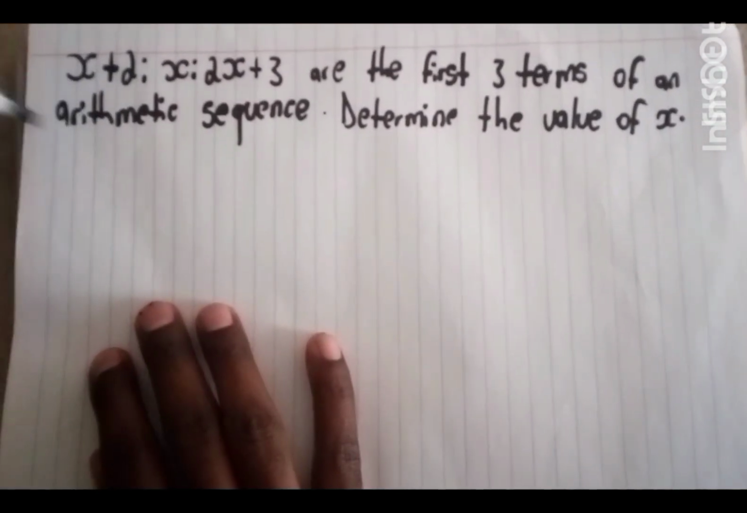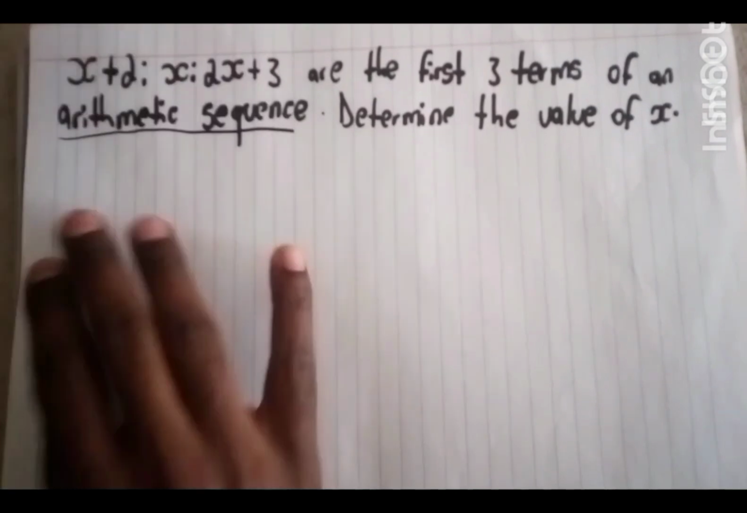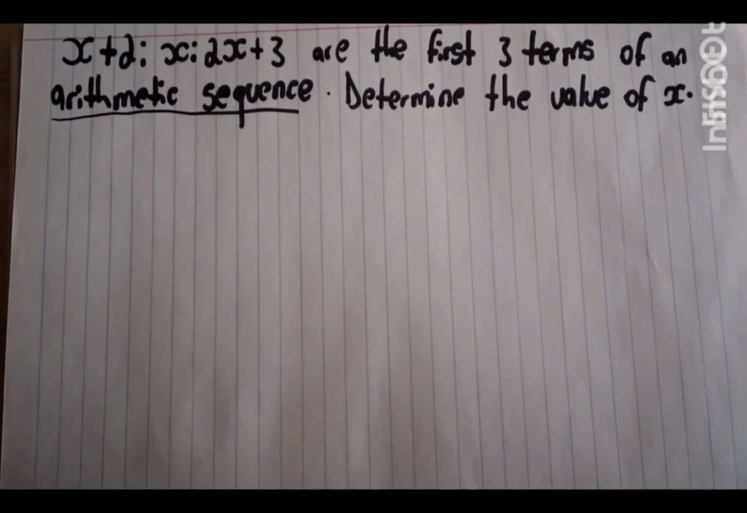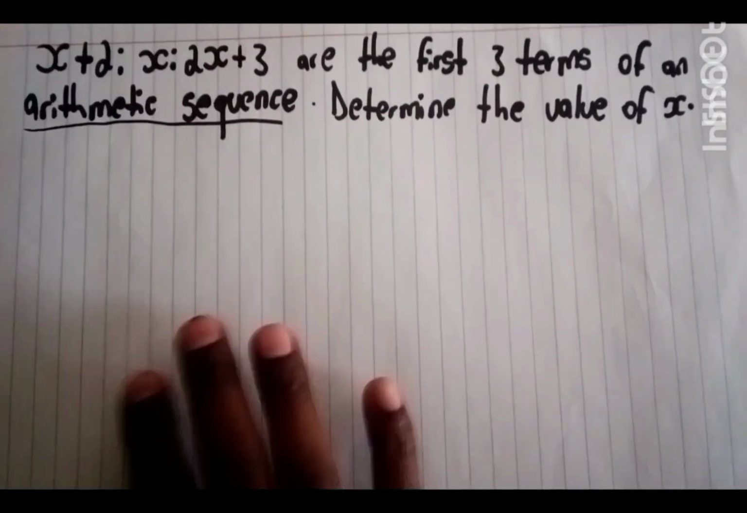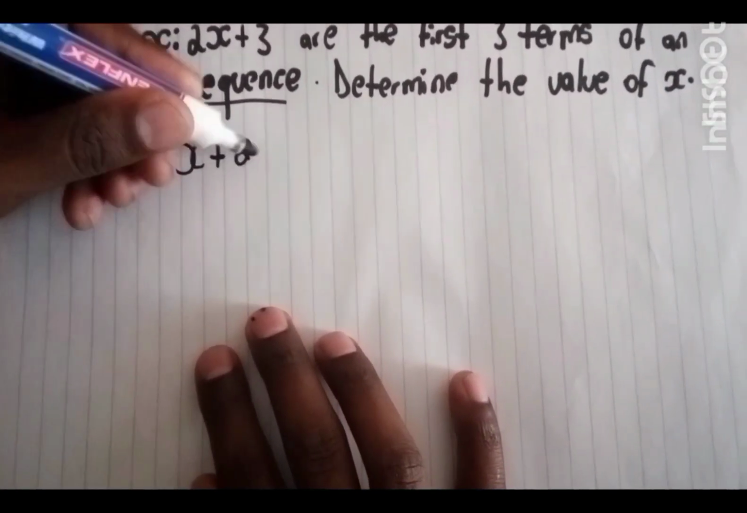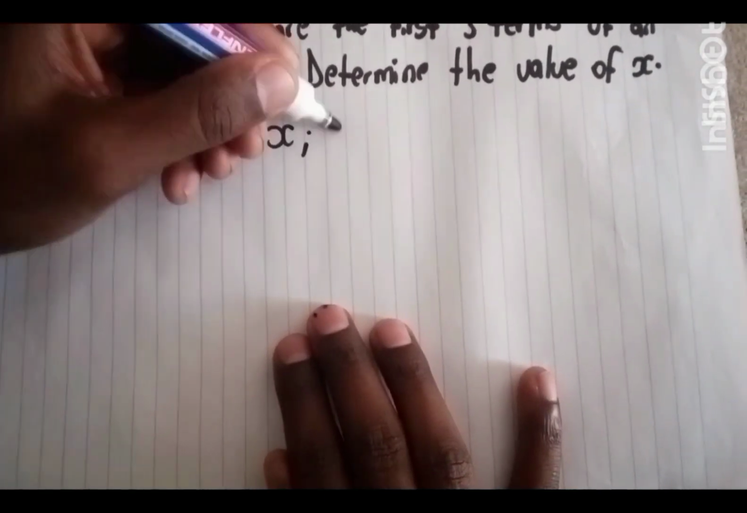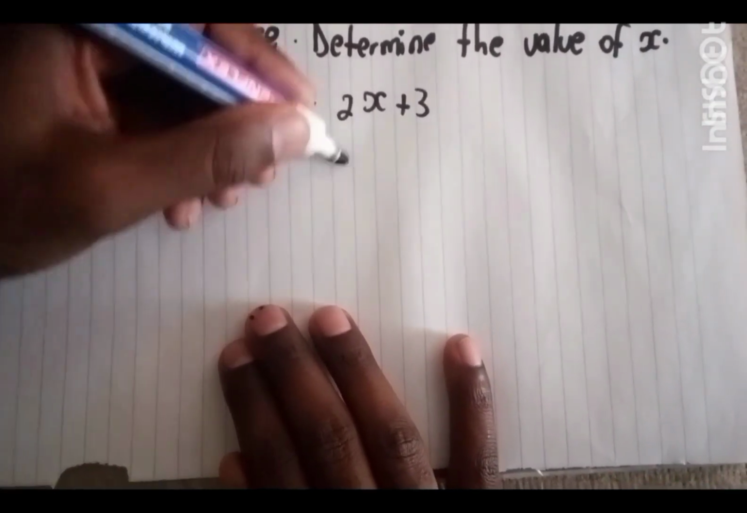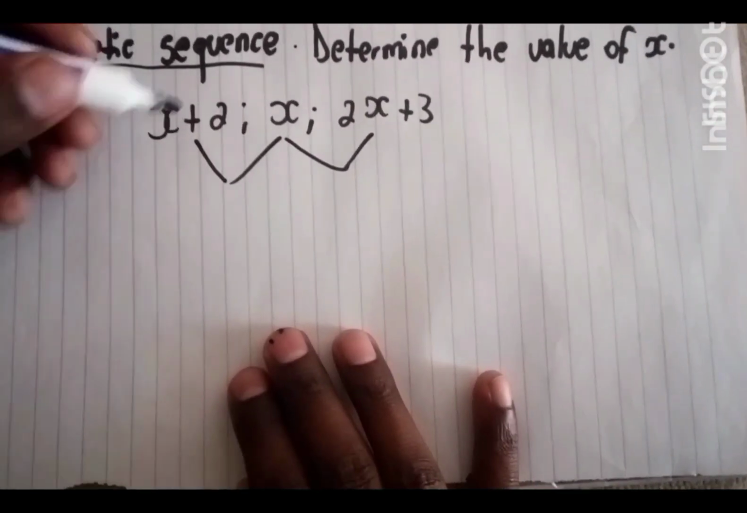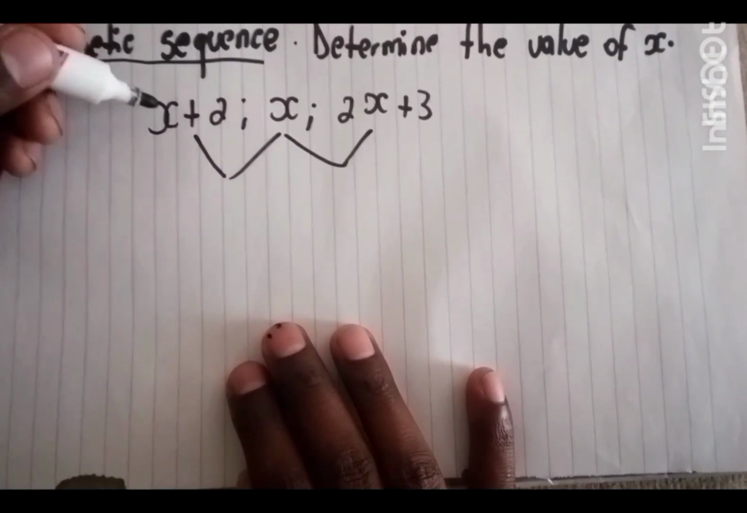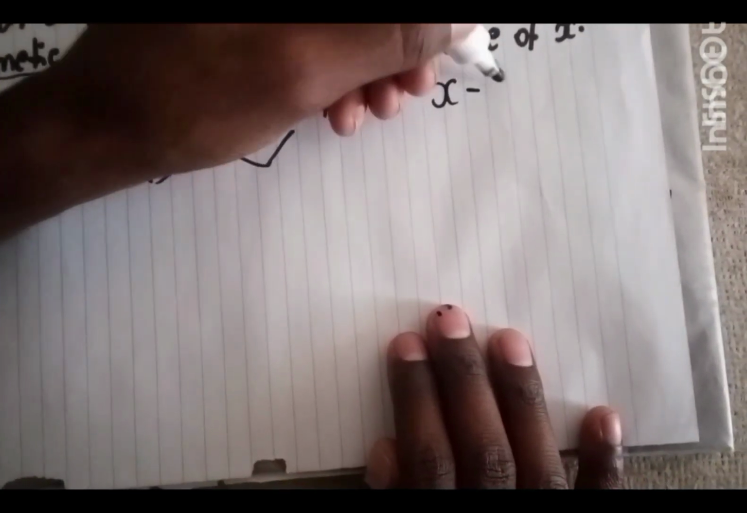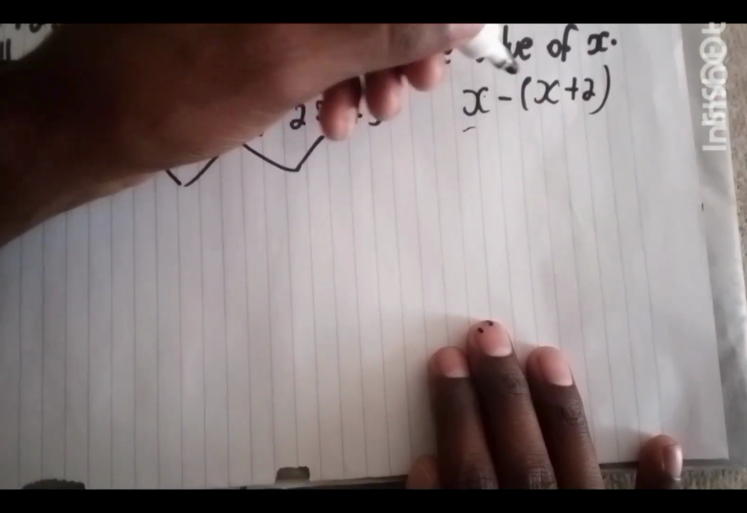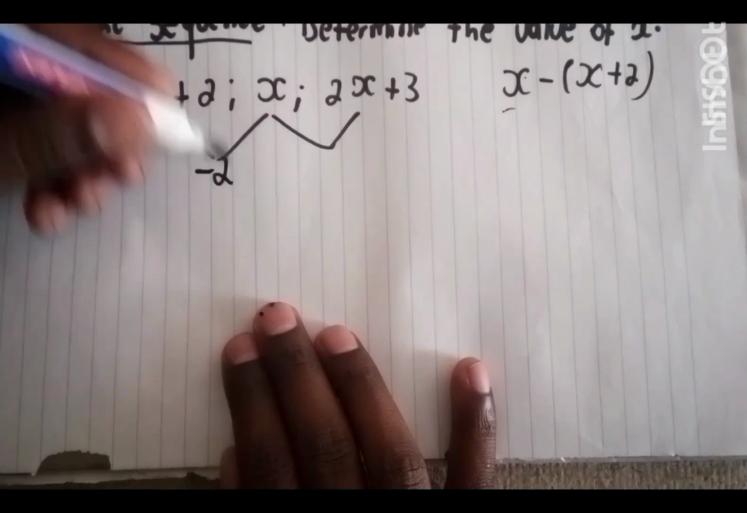They've already told us that this sequence is an arithmetic sequence. An arithmetic sequence is a sequence that has a common difference. So x, x plus 2, 2x plus 3 are the first three terms of an arithmetic sequence. The difference between two consecutive terms is common. So the difference between x and x plus 2: x minus, x plus 2, is x minus x, they will cancel out. So the difference here is minus 2.